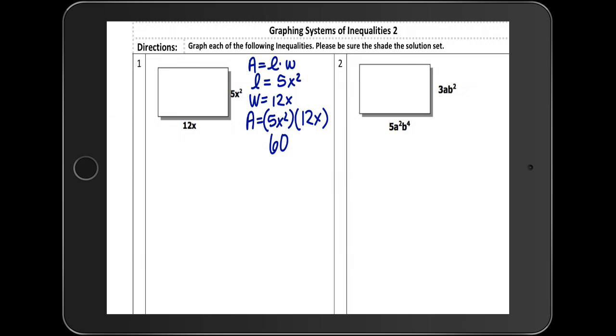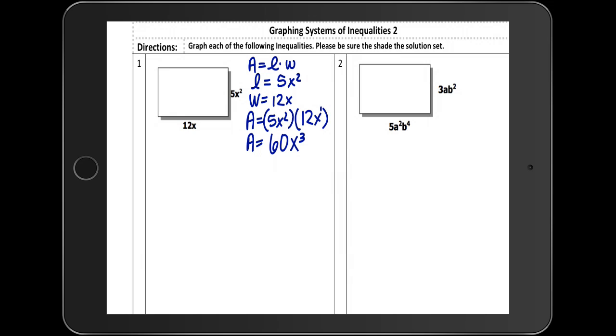x squared times x is going to give me x cubed, because we have to remember that even though we don't see a power here, if there's just an x, it's technically to the power of 1. So I'm done with this part. I know that the area of this rectangle is 60x cubed.